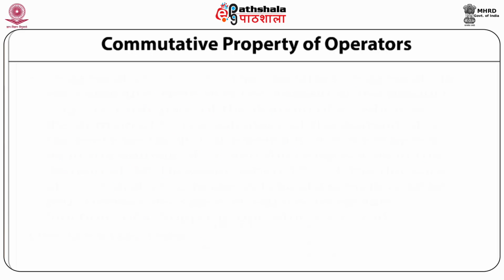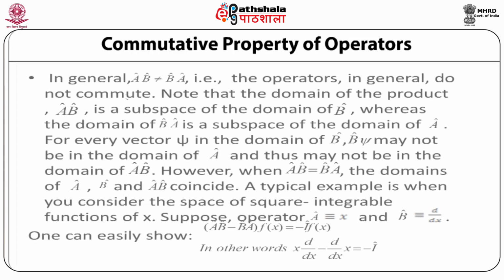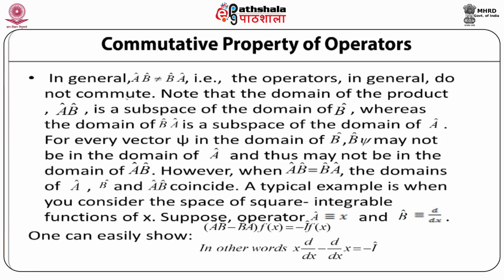Commutative property of operators. Now let us look at the commutative property of operators, and it is seen that in general the operators do not commute. What that means is that if we have two operators A and B, then operator A into operator B is not equal to operator B into operator A.